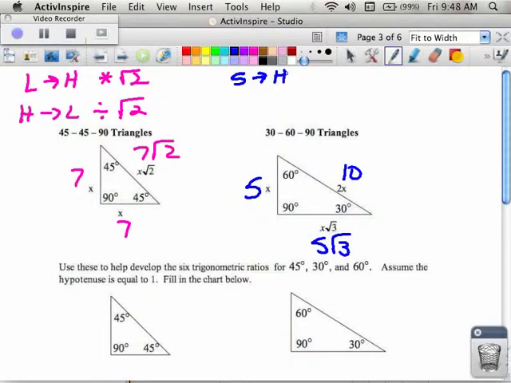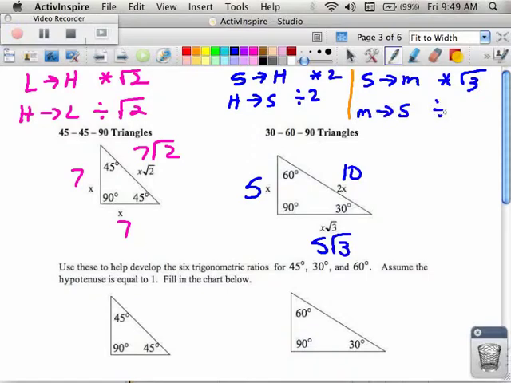From the small side to the hypotenuse, I'm going to multiply by 2. From the hypotenuse to the small side, I'm going to divide by 2. And then from the small side to the medium side, I'm multiplying by the square root of 3. And from the medium side to the small side, I'm dividing by the square root of 3.